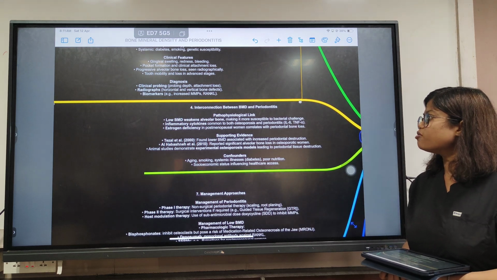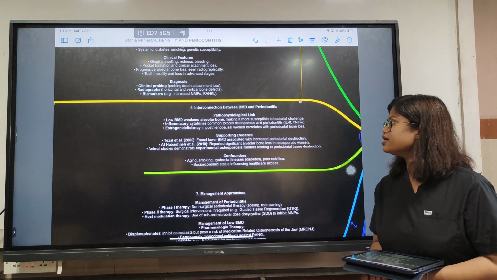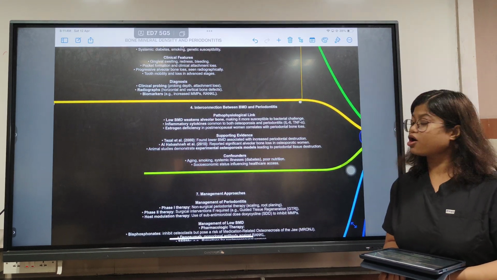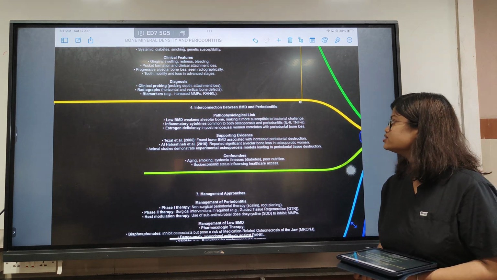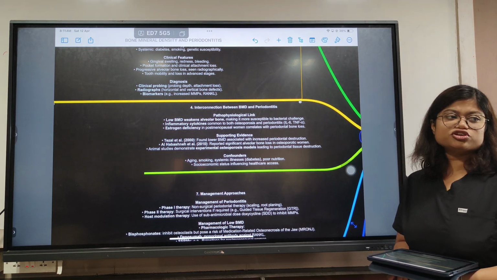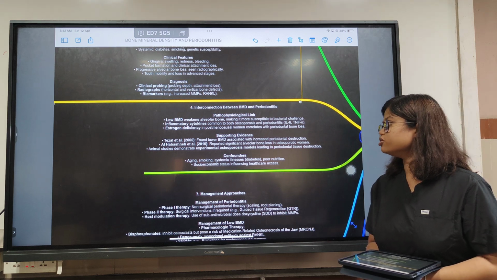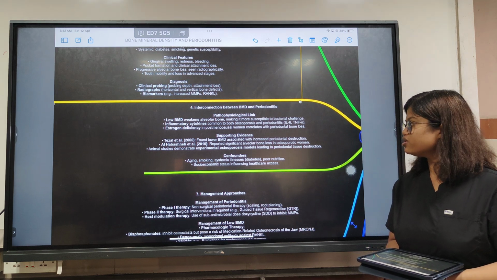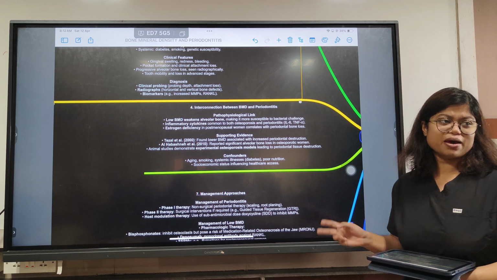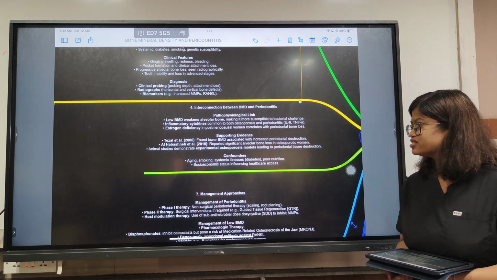Inflammatory cytokines are common to both osteoporosis and periodontitis, as I already talked about, that is interleukin-6 and TNF-alpha. Estrogen deficiency in women, in post-menopausal women, correlates with periodontal bone loss. How do we have this supporting evidence, and how is this pathophysiology and inflammatory response linked?